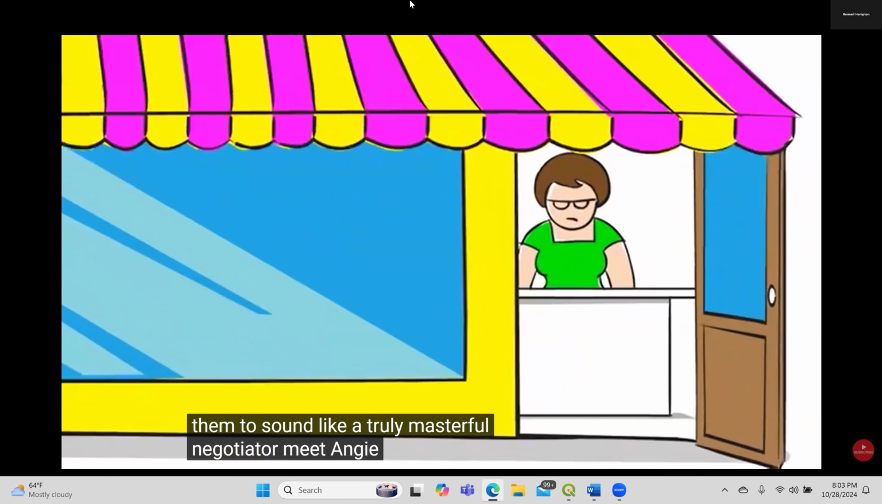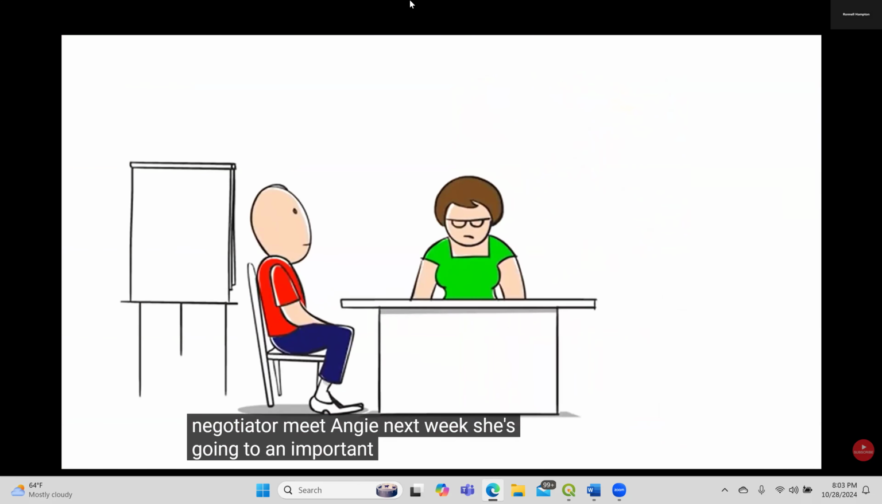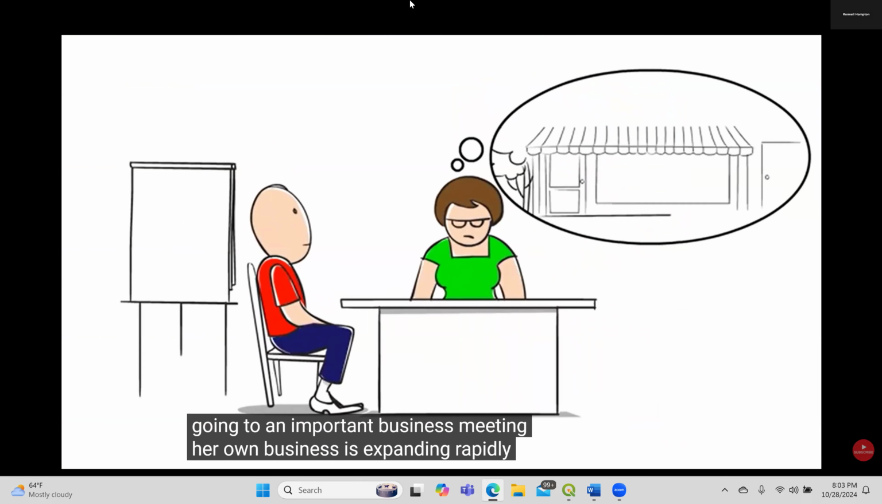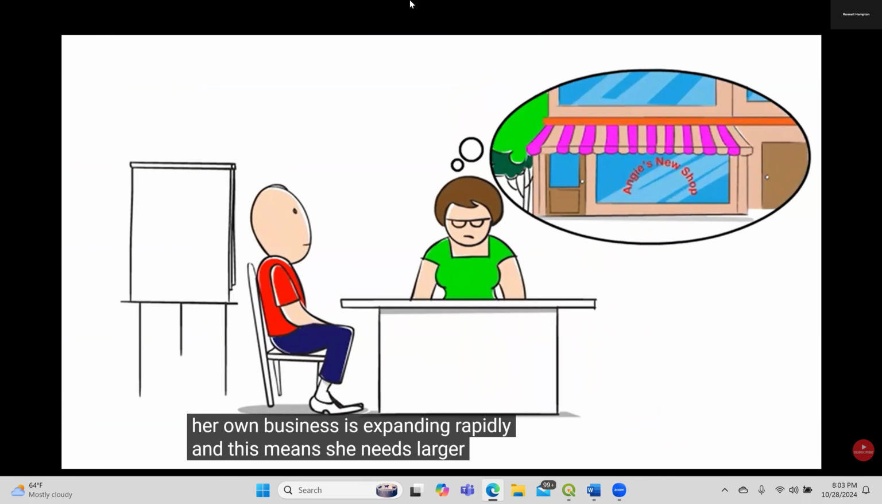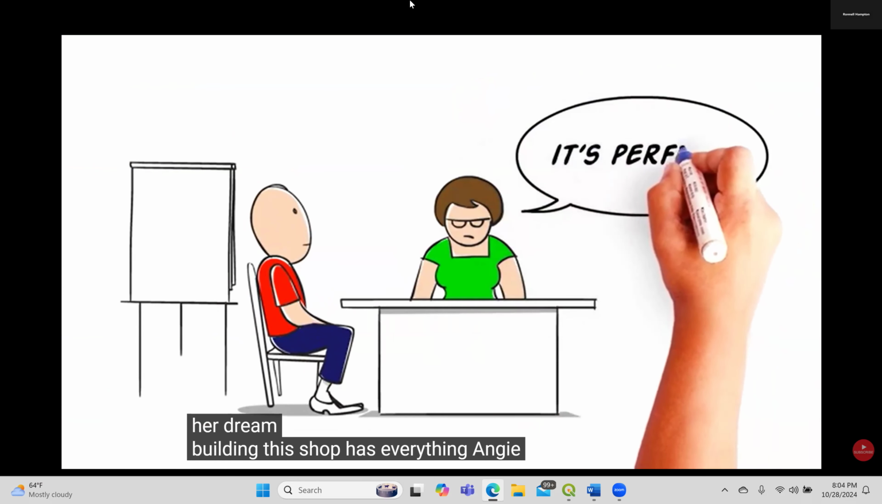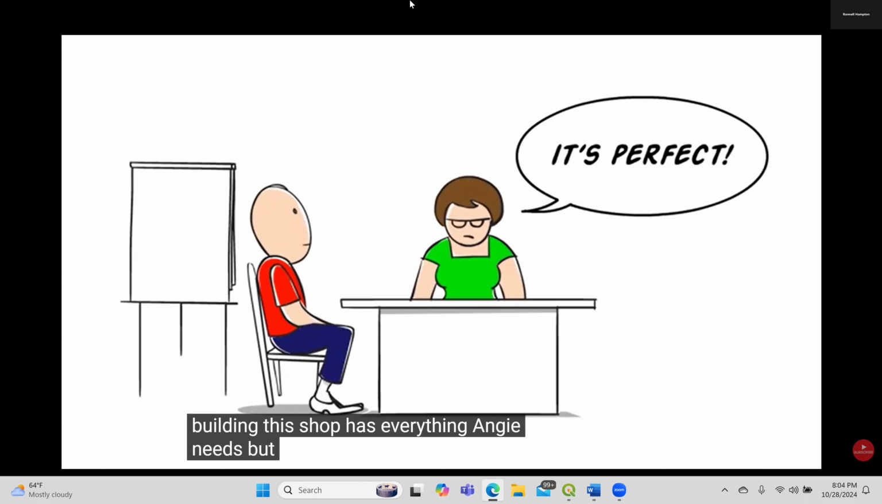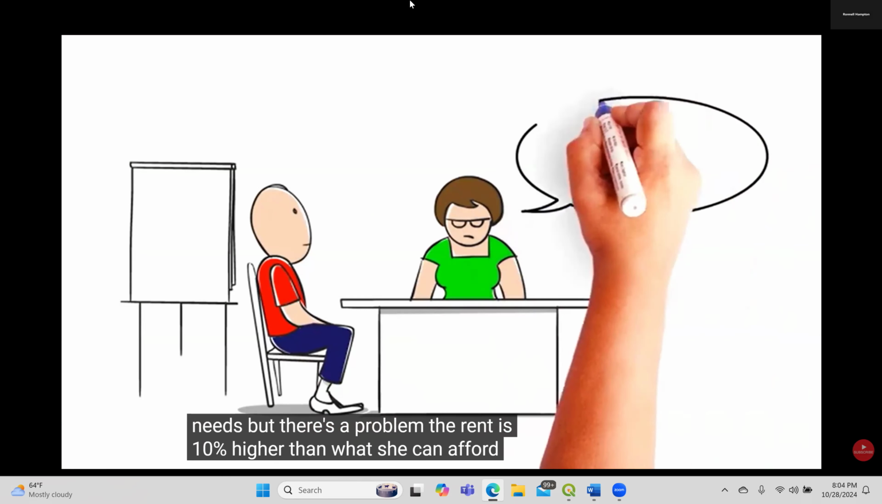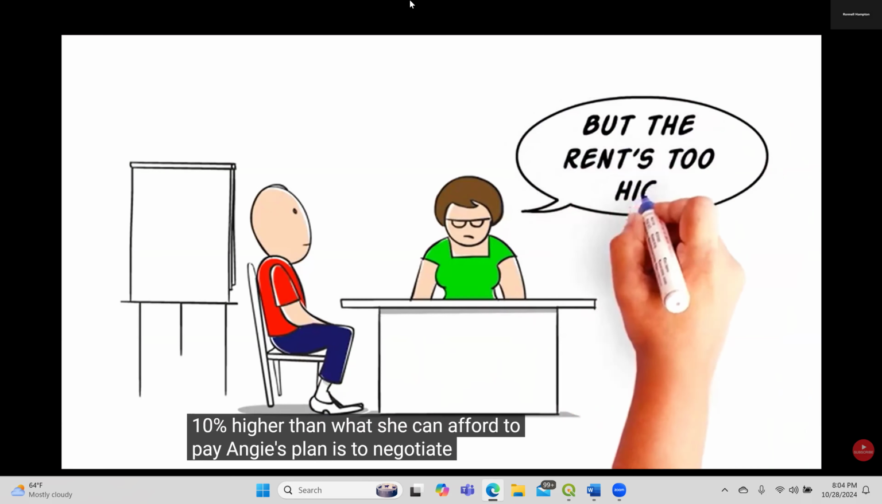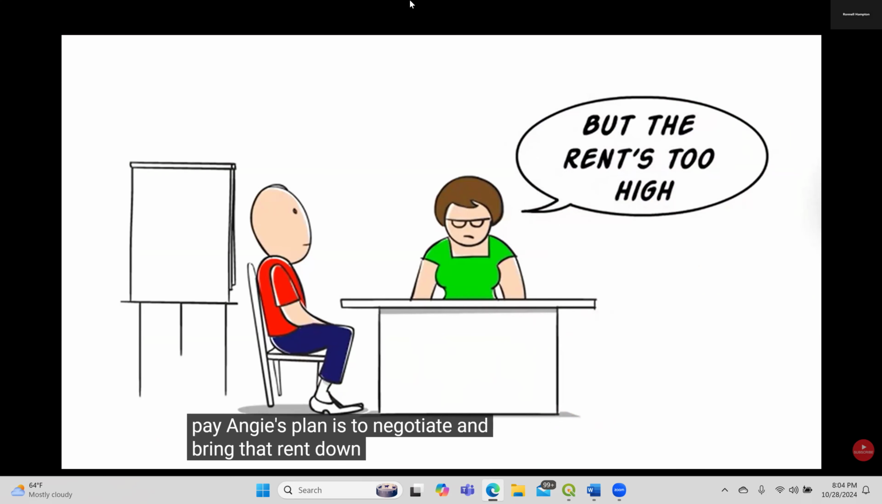Meet Angie. Next week she's going to an important business meeting. Her own business is expanding rapidly, and this means she needs larger premises. Next Monday, she's negotiating a deal on her dream building. This shop has everything Angie needs, but there's a problem. The rent is 10% higher than what she can afford to pay. Angie's plan is to negotiate and bring that rent down.